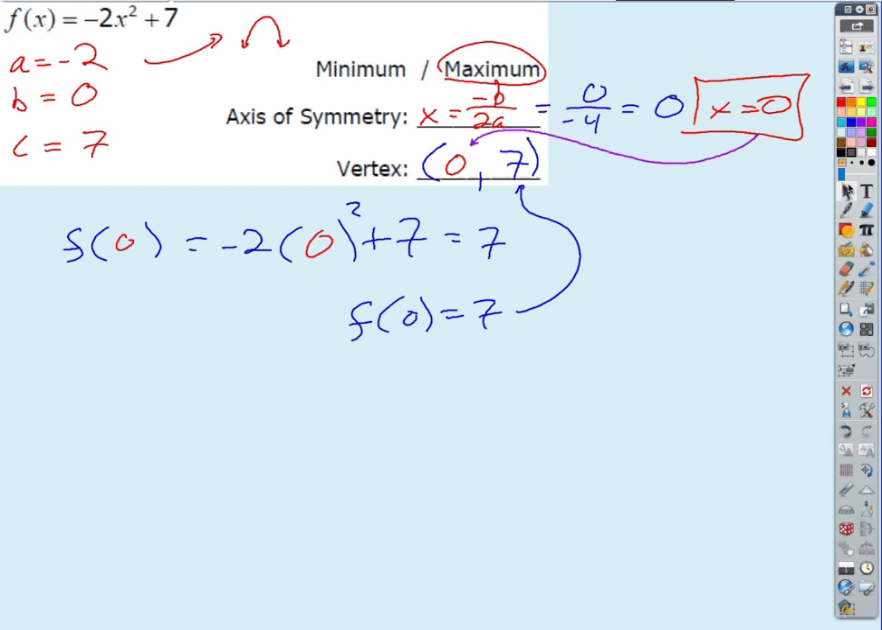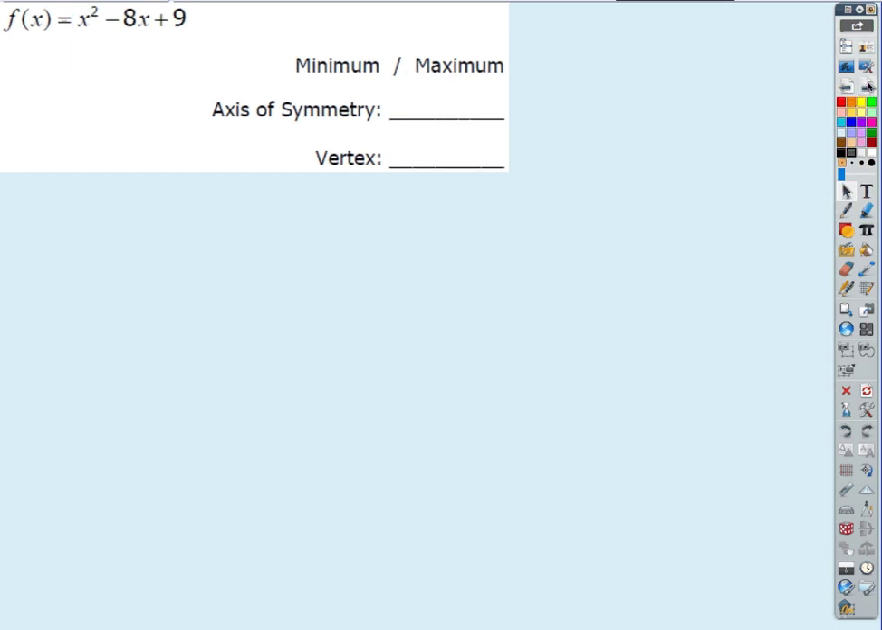Let's do another one. Let's do some examples. This is the stuff we really want to get you able to do well today. So what about this now? Values of A, B, and C. What's A? You got 1, right? Coefficient of x squared. What's B? Negative 8. What's C?